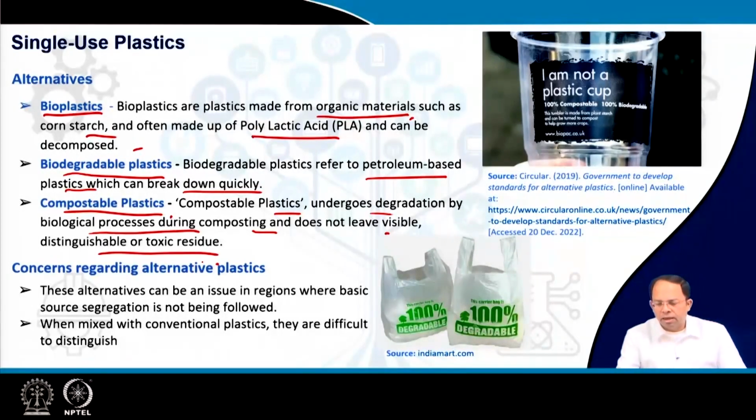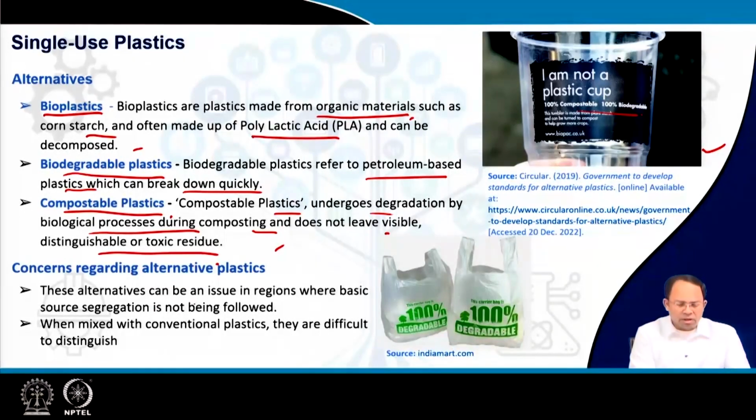So you can see that this is one kind of plastic cup which is made of 100% compostable and 100% biodegradable material. So some of the other concerns regarding alternative plastics. So of course these are alternative plastics. They are made of different materials and so on.